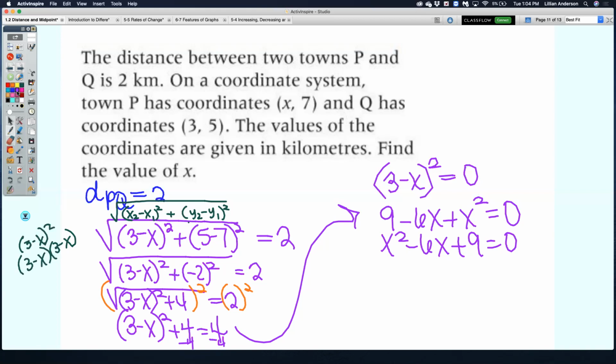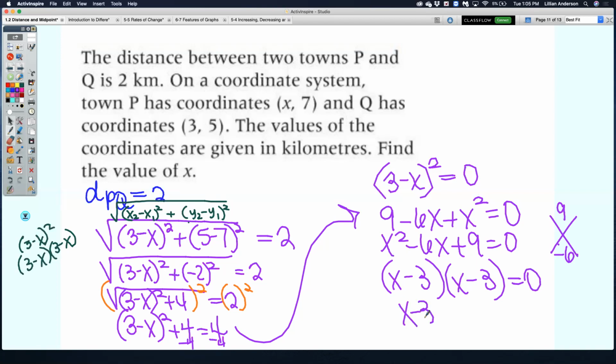How's it going to help me? What do I do from here? Do you do the thing with the x factor? Yep. I'm looking for two numbers that multiply to give me 9, that add together to give me negative 6, and they are? Negative 3. So this becomes (x minus 3)(x minus 3). So when I set both of these equal to 0, what does x equal? 3.